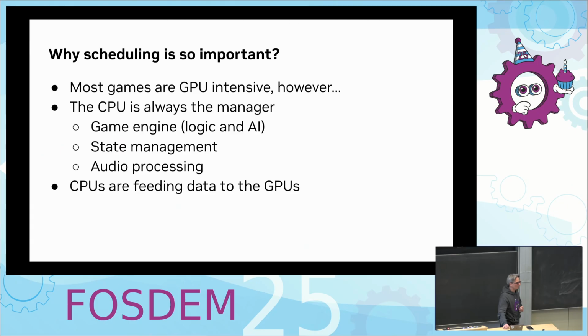So why is scheduling so important? Nowadays most of the work is done by the GPU, which implements the physics, mechanics, and whatnot. But at the end, the CPU is always the manager, meaning that often the game engine is implemented by the CPU, which drives all the other components. The state manager for the game is also implemented in the CPU. Audio processing is not implemented by the GPU. And usually games are very cyclic, very periodic.